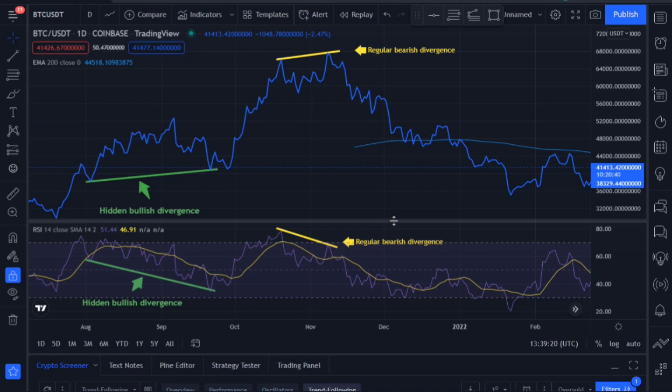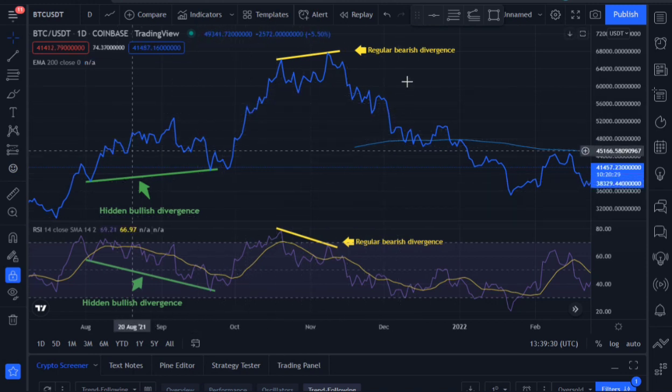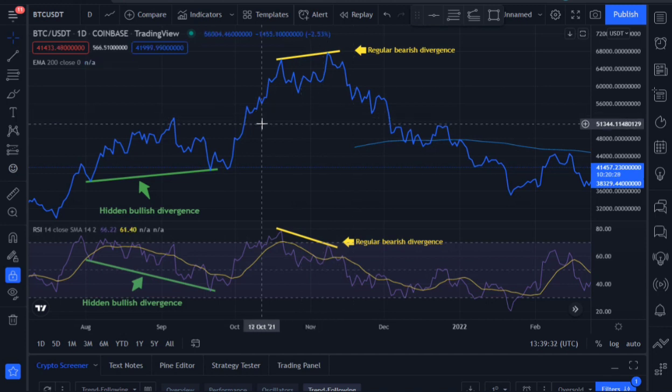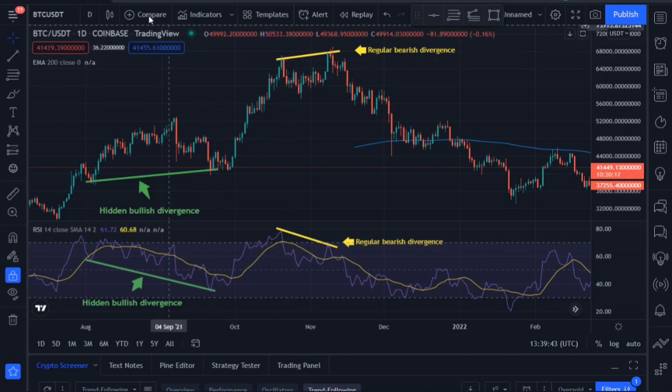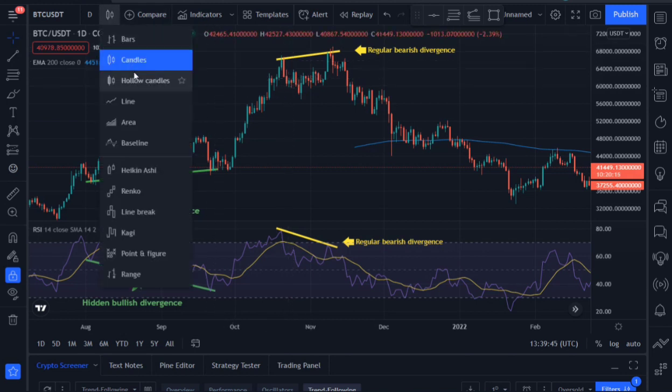And we have two types of divergence. We have the hidden divergence and also we have the regular divergence. So before I proceed with the types of divergence, the reason why you're seeing a line chart right here is because it makes it easy for you to spot potential divergence signals. You can return it to a candle chart after you've spotted your potential divergence entry.